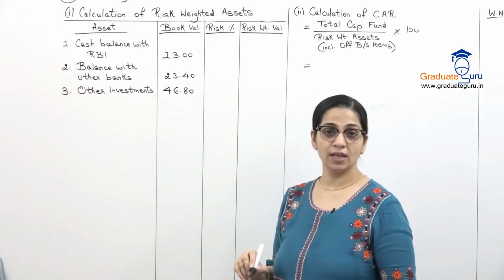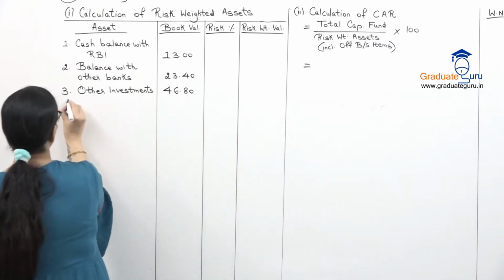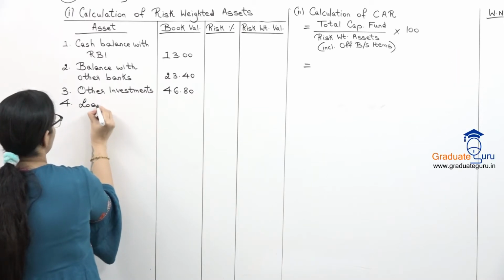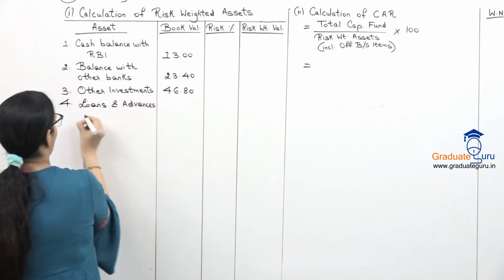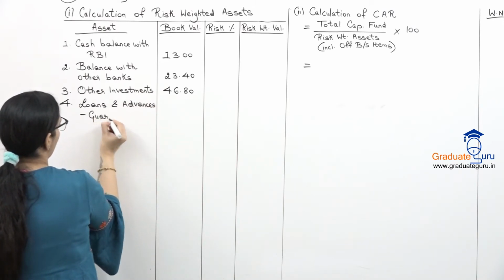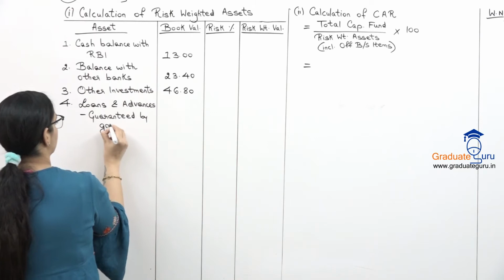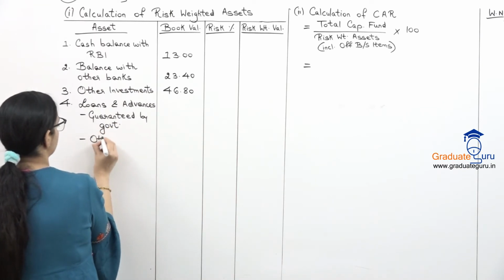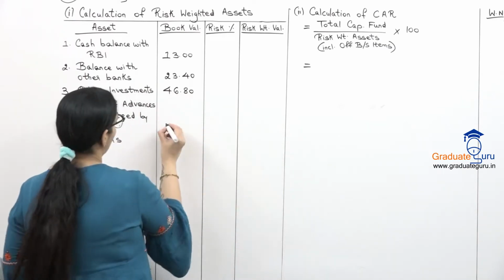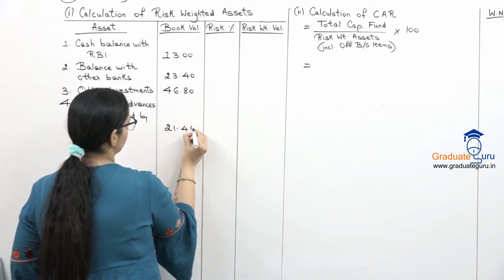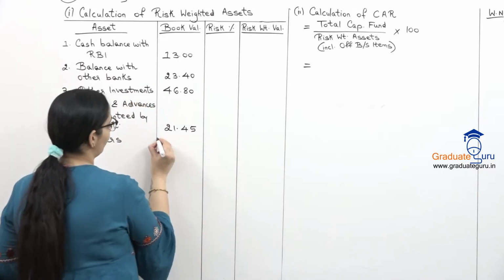After that, we have loans and advances guaranteed by government and others. So, let's write that down too. So, let's write loans and advances. And under that, first is guaranteed by government. And the next is others. So, guaranteed by government, the amount is 21.45. And for others the amount is 7377.50.